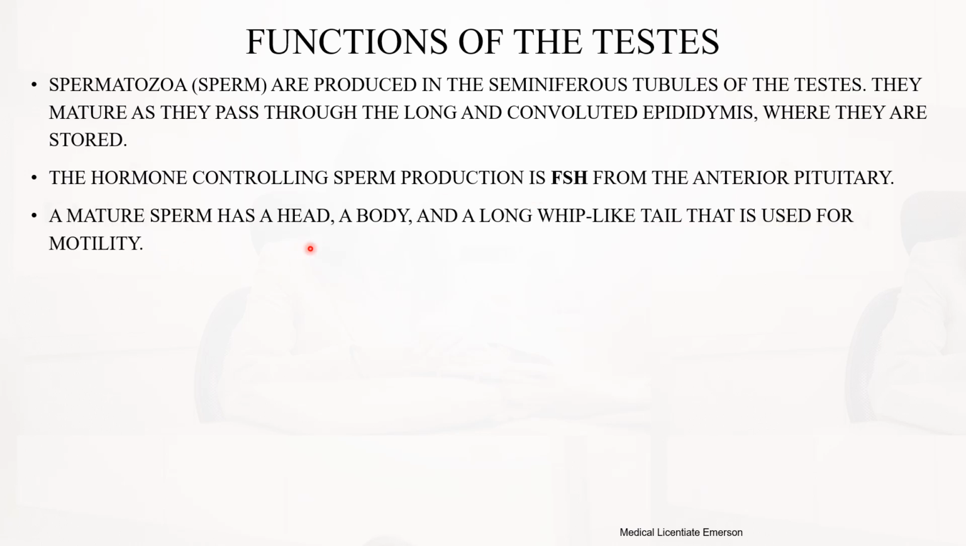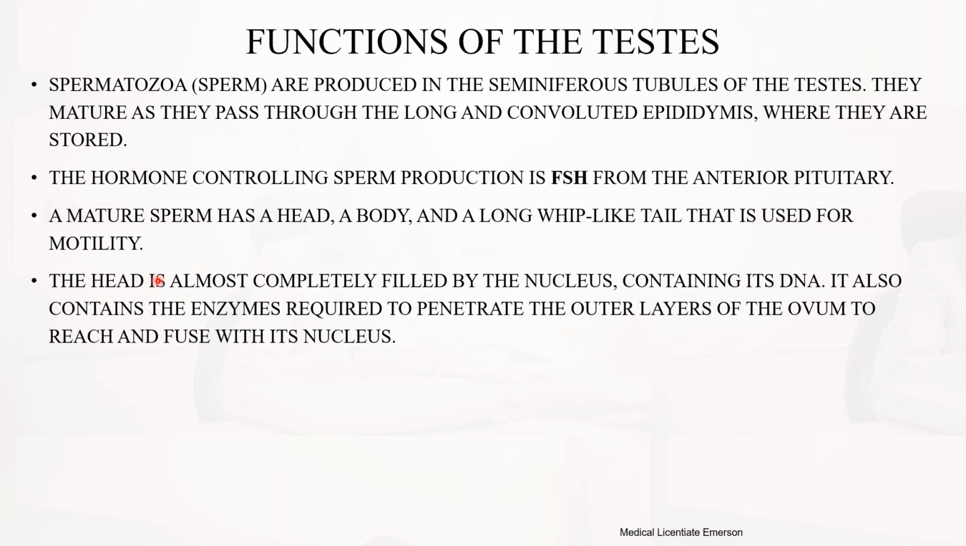Then a mature sperm has a head, a body, and a long whip-like tail that is used for motility. Then the head is almost completely filled by the nucleus containing its DNA. It also contains enzymes required to penetrate the outer layers of the ovum to reach and fuse with its nucleus.